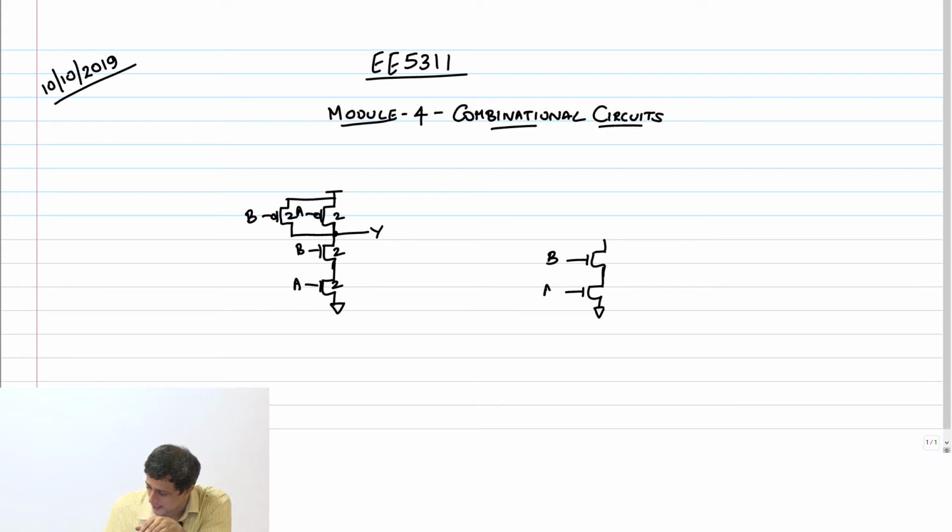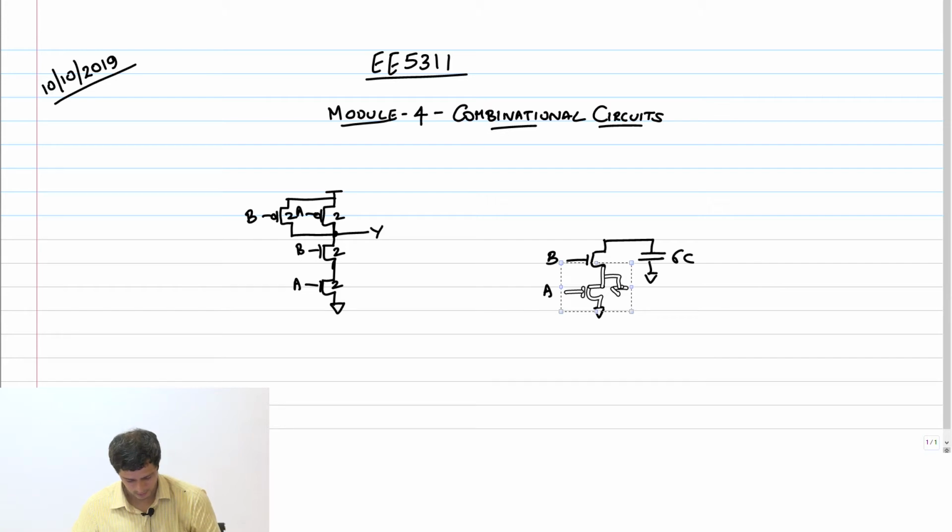B and A. This is 6C. This is, how much is this? Sorry. One second.